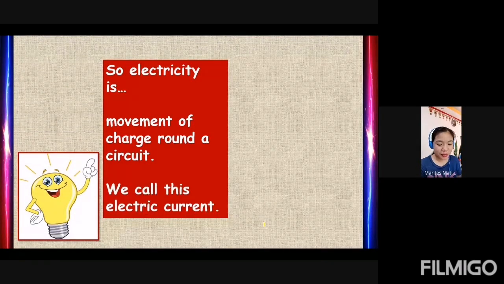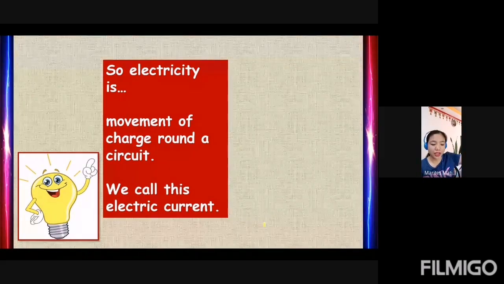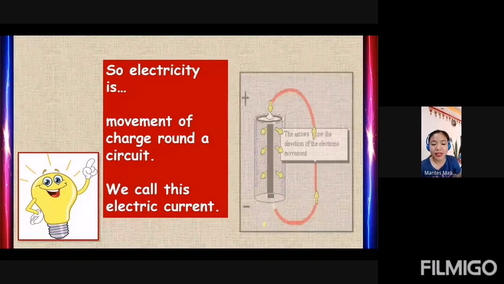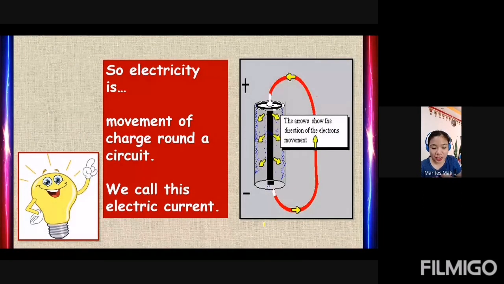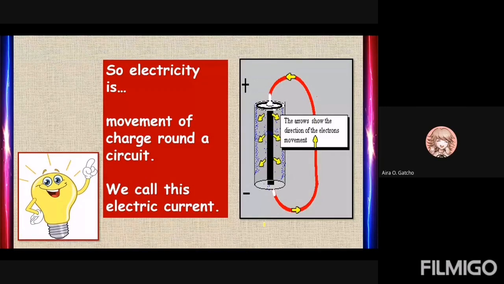So, electricity is the movement of charge around a circuit. When there is a movement in an electrical circuit, that is what we call electric current. Did you see the arrows? Did you see the arrow, children? Can you see the movement of our arrow? Yes, ma'am.